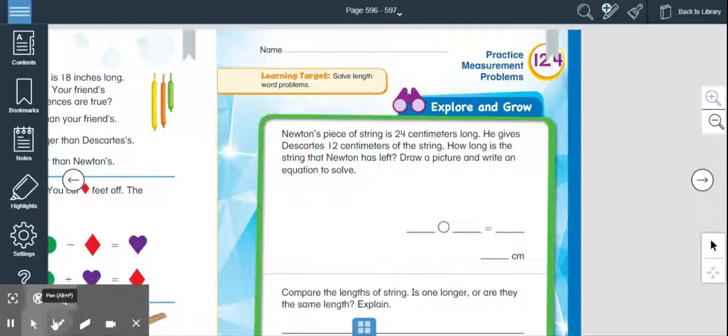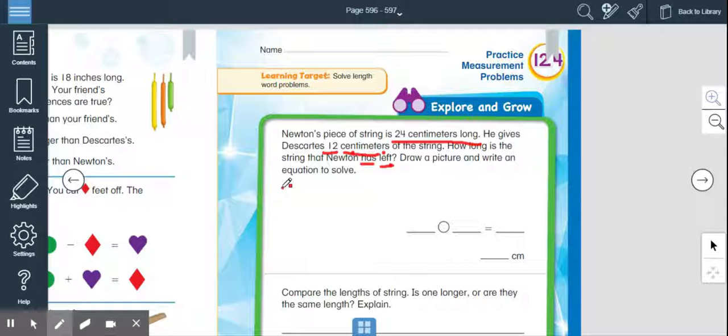And we always go back and reread and find our important information. Newton's piece of string is 24 centimeters long. He gives Descartes 12 centimeters. So we know he's giving them away. How long is the string that Newton has left? How much does he have left? So that helps us to know we are subtracting. So draw a picture and write an equation to solve.